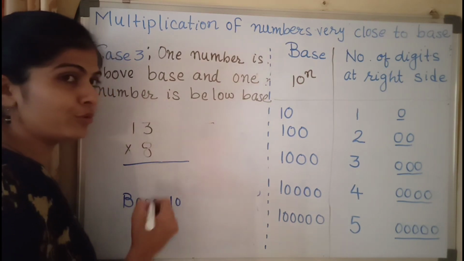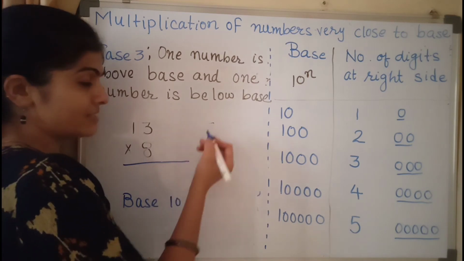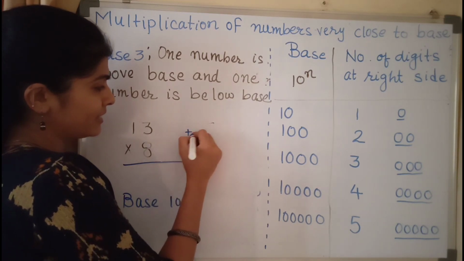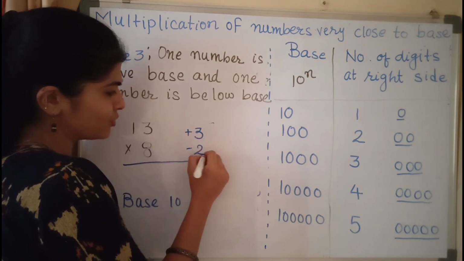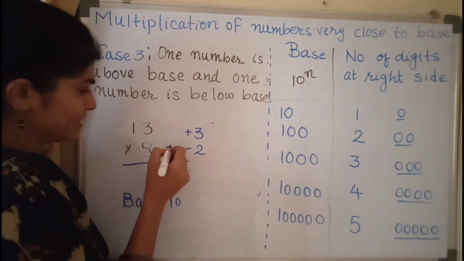And now I hope you know how to write down deviation. So let's write it directly. This is 3 more than the 10, so plus 3. This is 2 less, so minus 2. Right? Now, what is the next step?